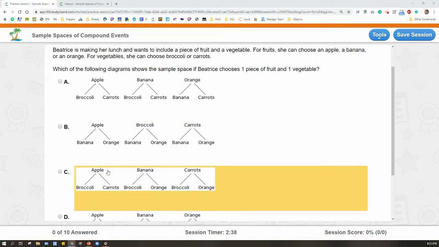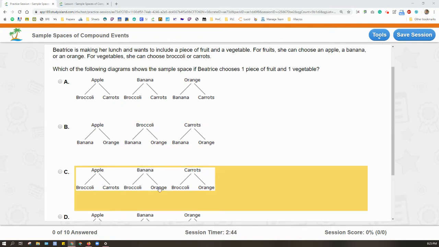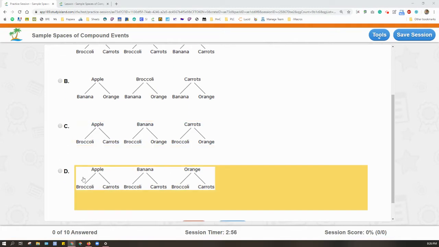Let's look at C. It starts with apple, broccoli, carrots. That's good. Banana, broccoli, orange. No, again, banana and orange are both fruits. That doesn't work. And then also over here, we have a carrot tree all of a sudden. We're starting with fruit trees. We have fruit, fruit, and then vegetable. That doesn't make sense. Lastly, D.